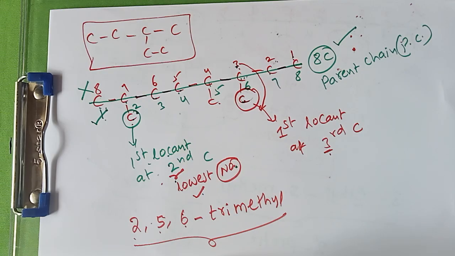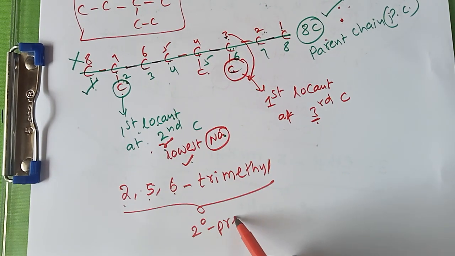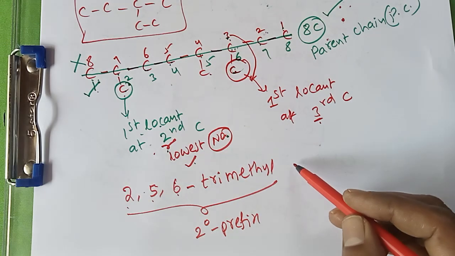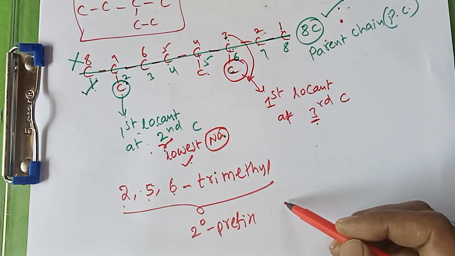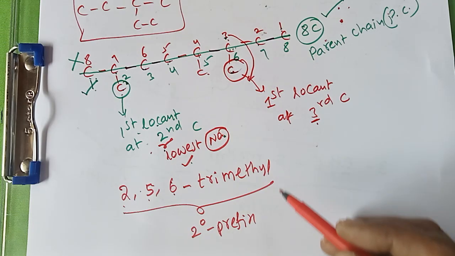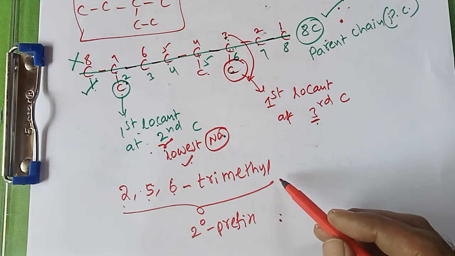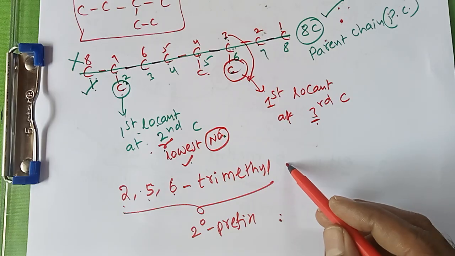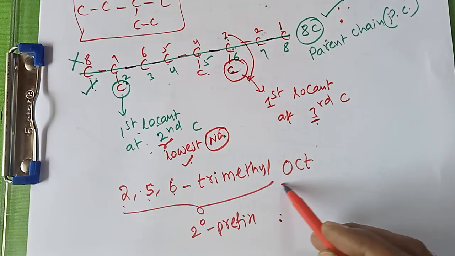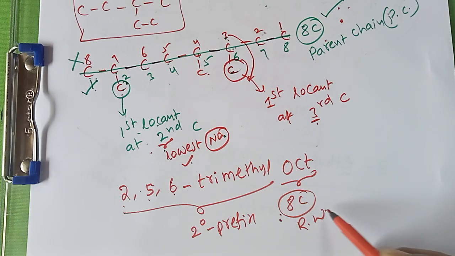Total this is one secondary prefix. Next primary prefix is not there. Cyclic compound only. Primary prefix is not present because it is for cyclic compounds only. Next after primary prefix, root word. 8 carbons root word oct. Oct is the 8 carbons root word.